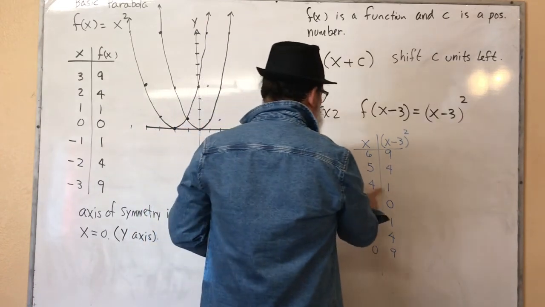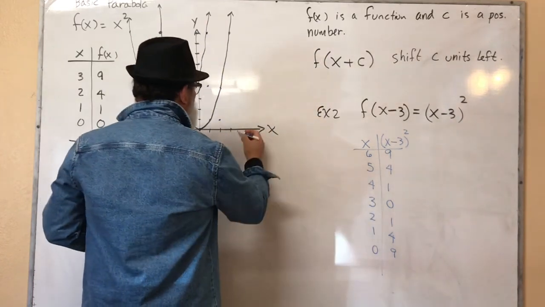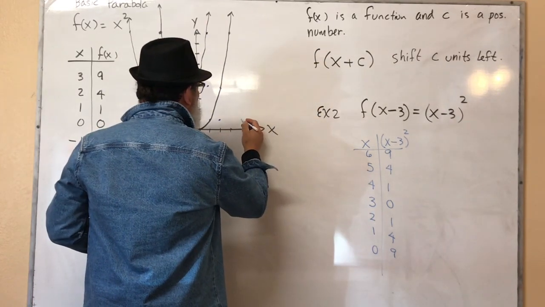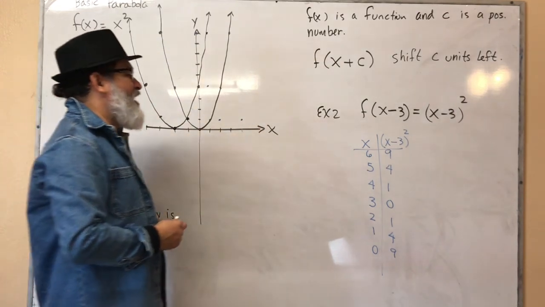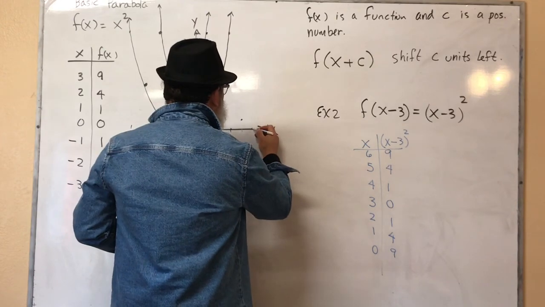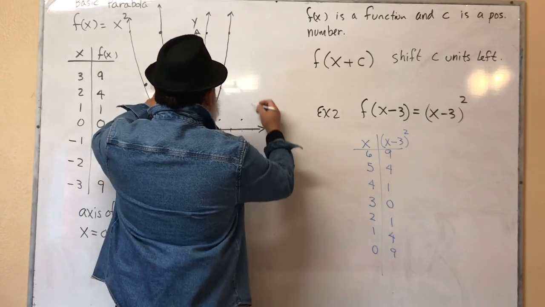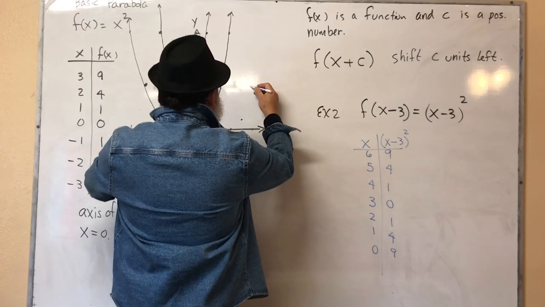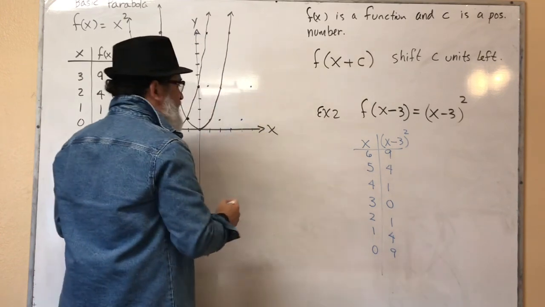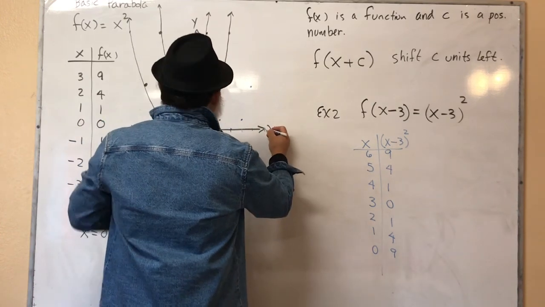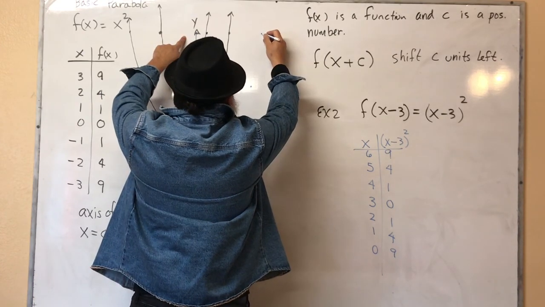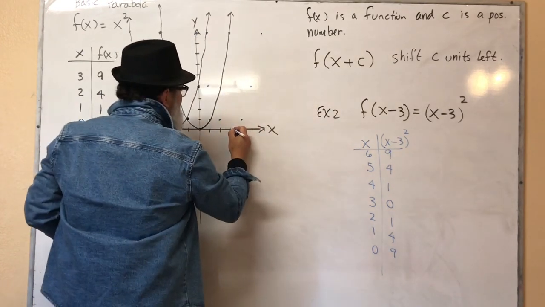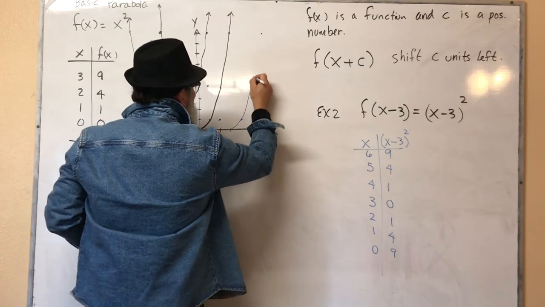Okay. If x is 4, we get 1. If x is 5, we get 4. If x is 6, we get what? 9. X is 6, and we get 9 right there. And look, here is our new parabola.